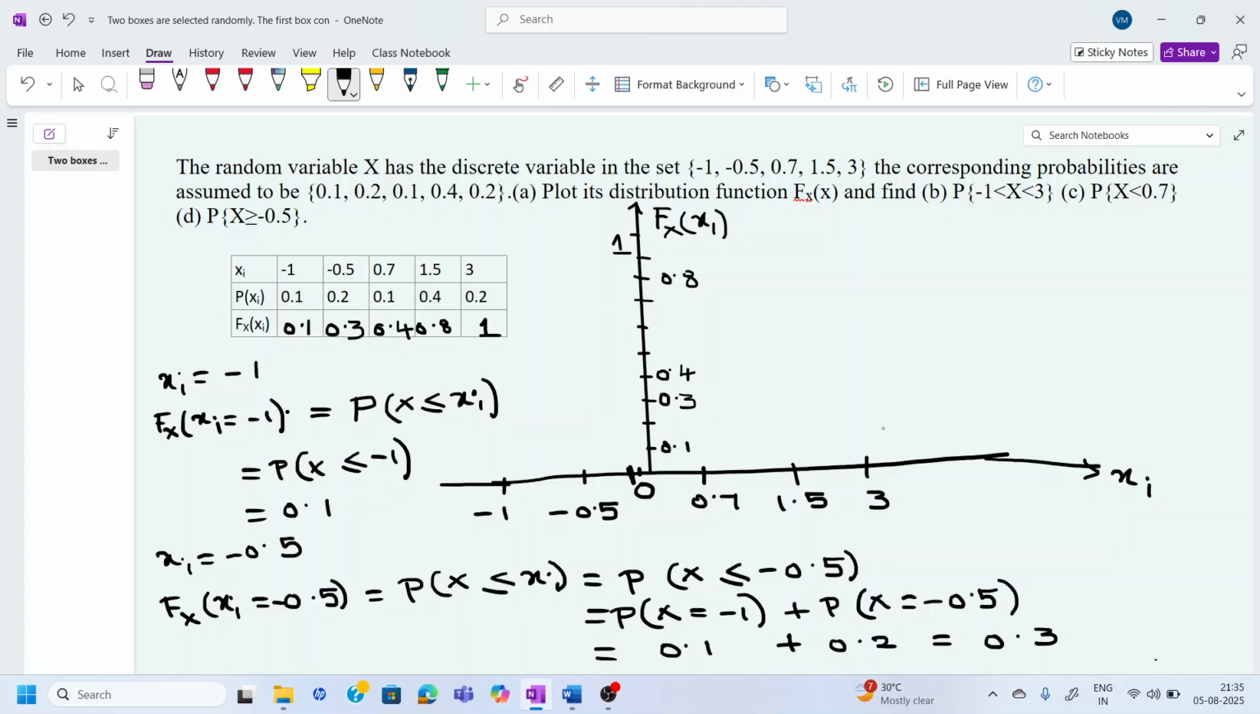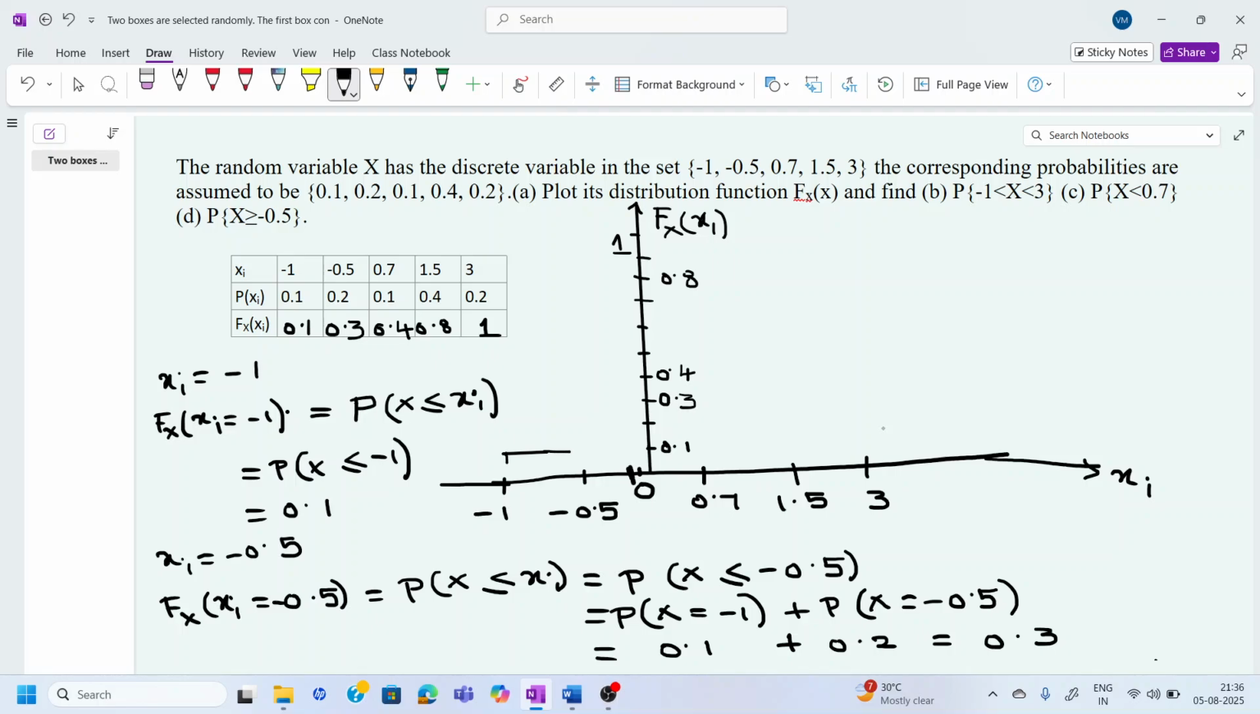Now we have to plot these values of the distribution function with respect to the values the variable is taking. It is nothing but the distribution plot. So at xi equal to -1, it is taking 0.1.